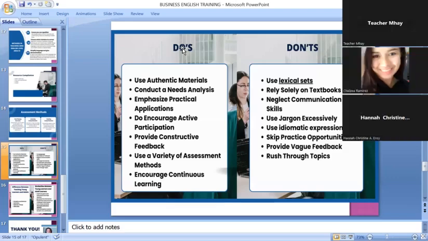Teacher Chelsea, would you like to share why we need to avoid the use of lexical sets? Okay, thank you, Tracer. All right. We should avoid lexical sets.